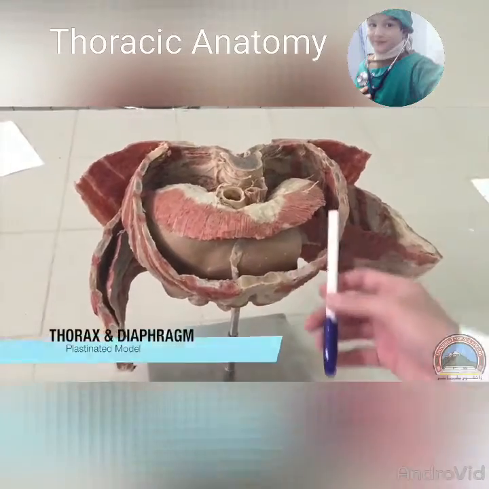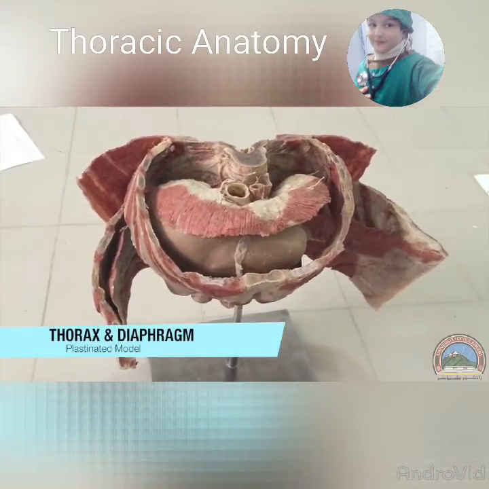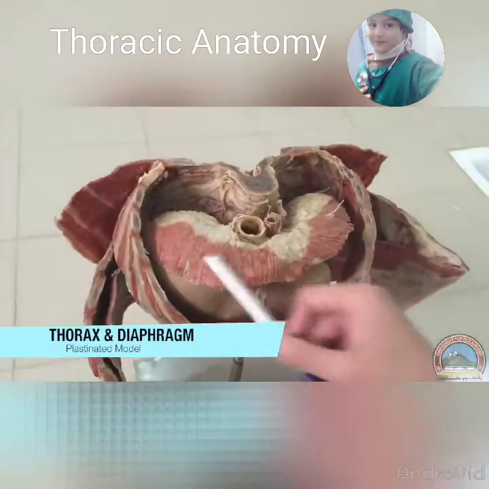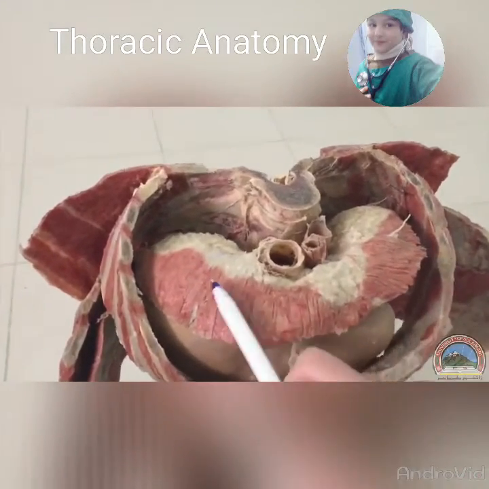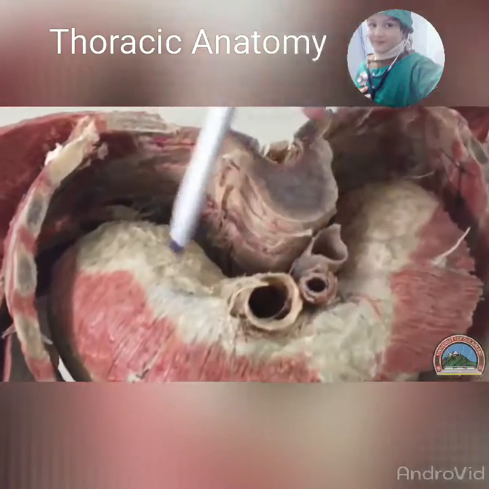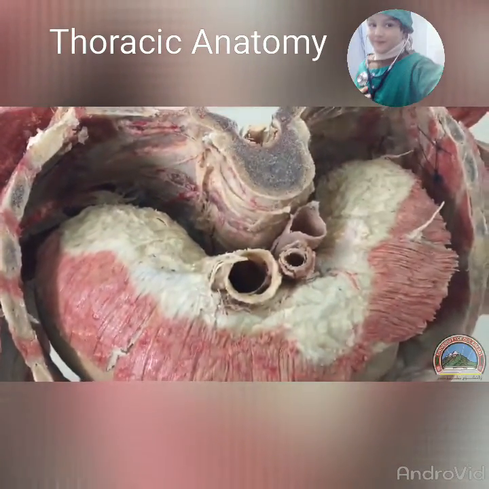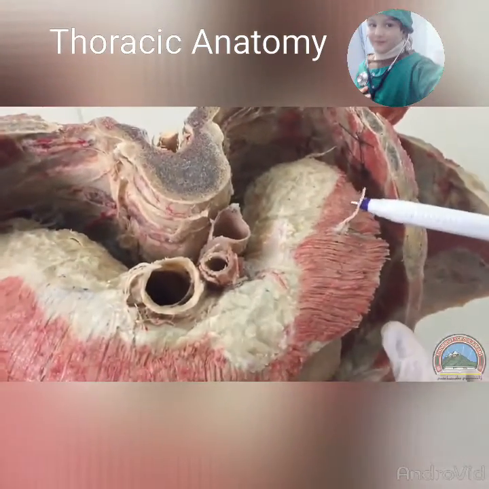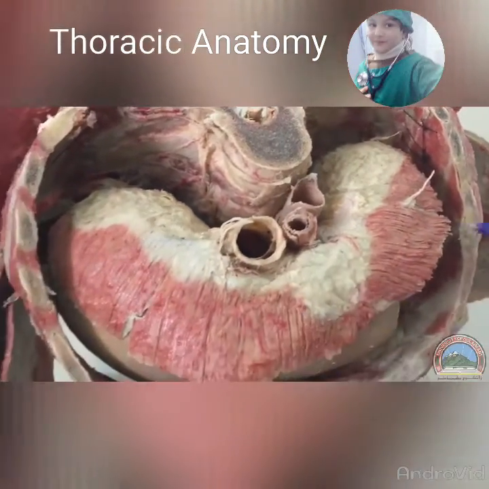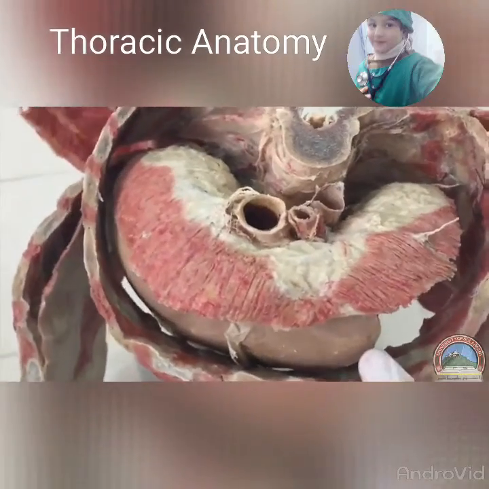Now talking about the thorax on this plastinated model, this is the diaphragm, a very large muscle. This is the peripheral muscular part, and this is the central tendinous part. This is the right phrenic nerve, and this is the left phrenic nerve supplying the diaphragm. We've got three openings in the diaphragm.